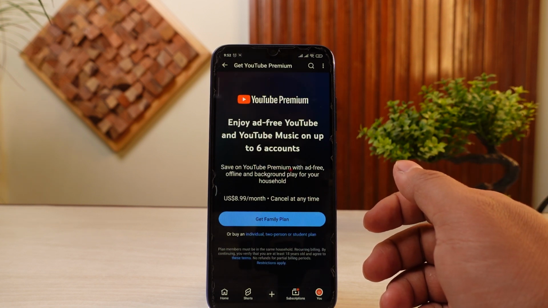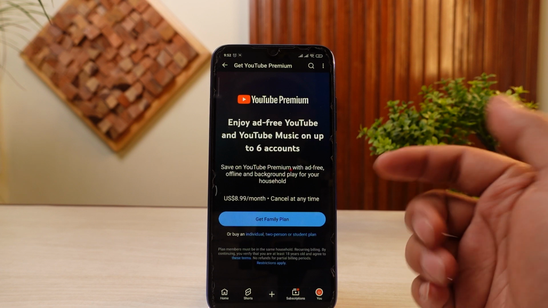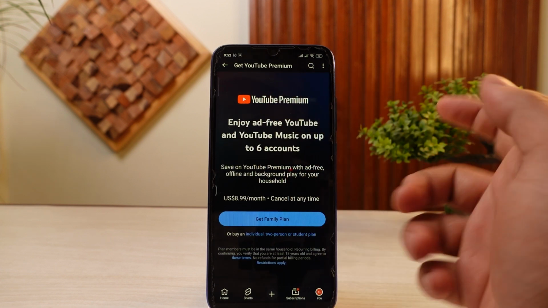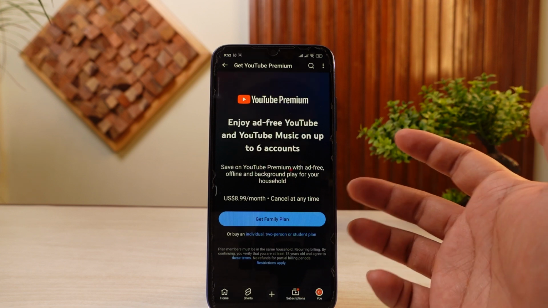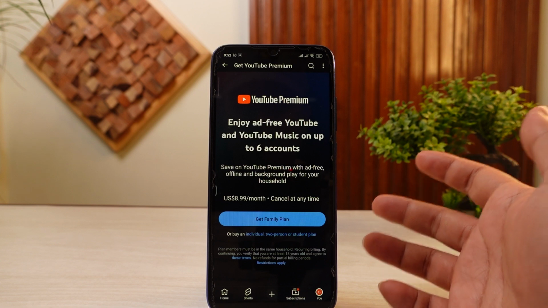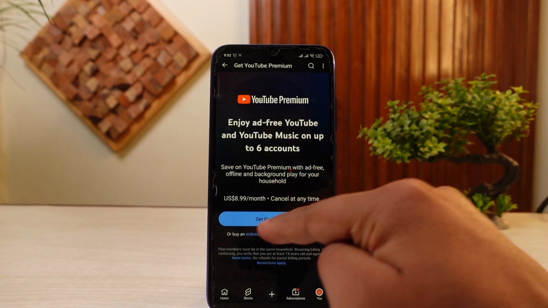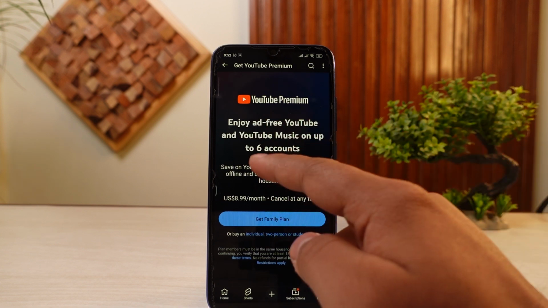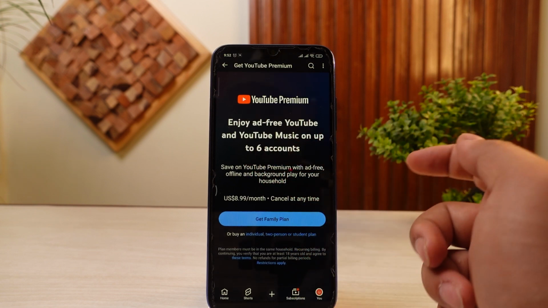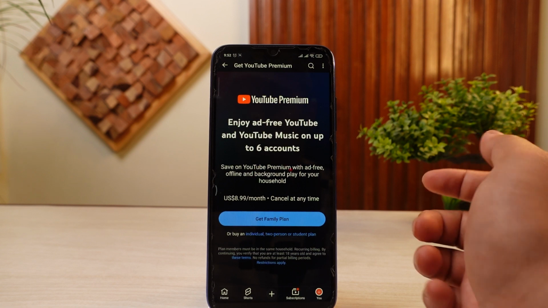Now, in most cases, why this happens is you do not have the family plan of YouTube. So even if you are subscribed to YouTube Premium and you just got the individual plan, you would not be able to share your account with anyone else. Only if you have the family plan of YouTube, you'll be able to share your account with up to 6 members or with up to 6 accounts. So this may be the exact issue that you're facing.